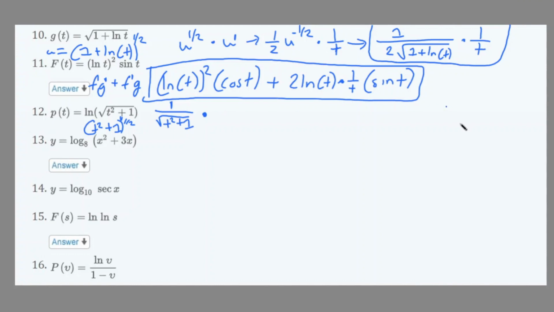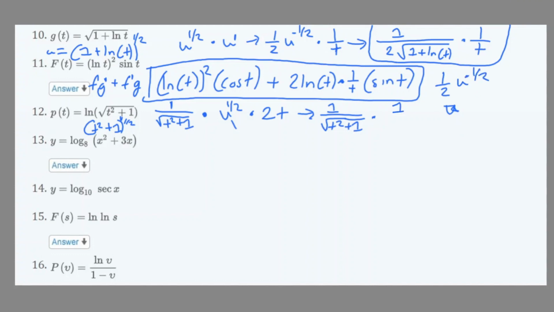So we're going to use the u rule here. So it's going to be u to the half power multiplied by u prime, which we could just figure out right now. That's going to be 2t. So now all we need to do is just plug in for u, which is going to give us 1 over radical t squared plus 1 multiplied by, we have to find the derivative of u to the half power as well. The derivative of u to the half power, remember, is 1/2 u to the negative half power.